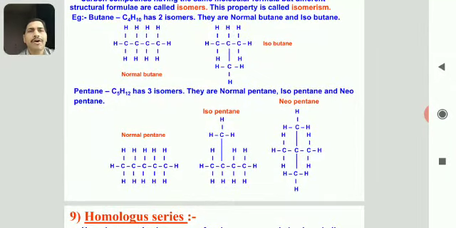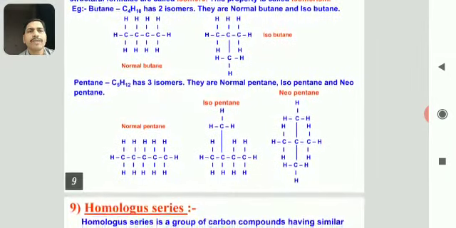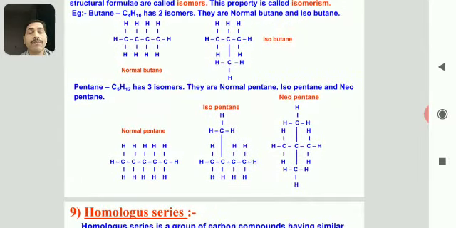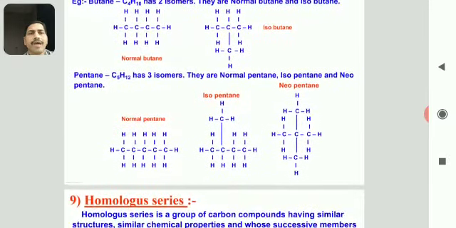They are normal pentane, isopentane and neopentane. Below you can see the picture of normal pentane having the straight chain, isopentane having the methyl group attached to the second carbon atom, and neopentane, that is the rectangular formation of carbon atoms.